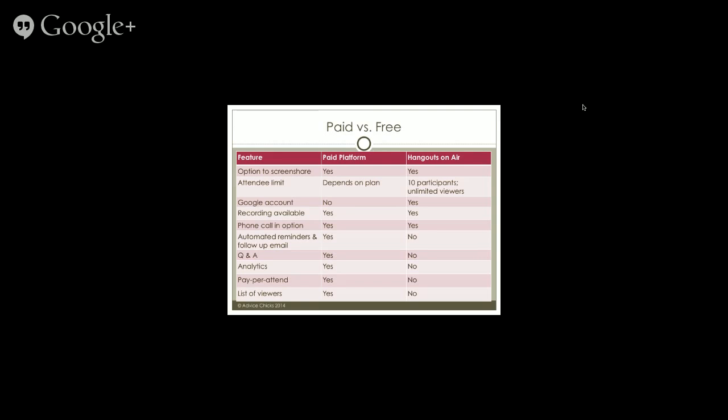Now here is one of the big benefits of using a paid platform. Whether or not it's a deal breaker for you, you must use the paid platform. It just depends on how often you do it and what you need. But the automated reminders and the follow-up emails are offered in the paid platform, where it is not offered on Hangouts on Air. So if you have email marketing that does allow you to do autoresponders, then that might not be such a big deal. But it does streamline the process by allowing you to set up automated notifications within the paid platform.